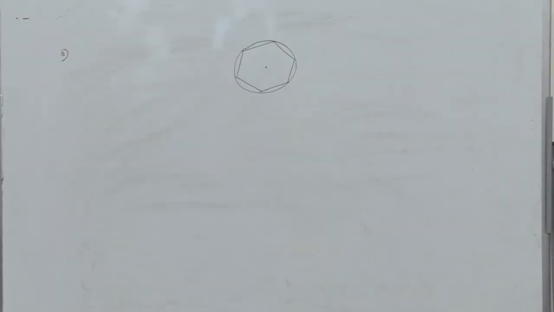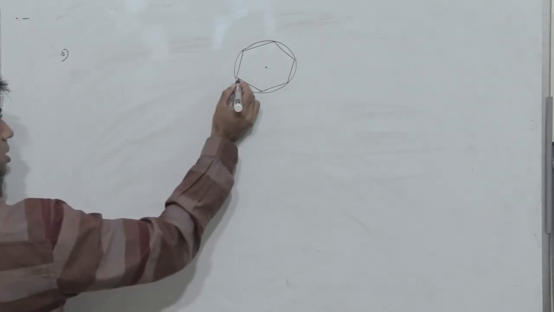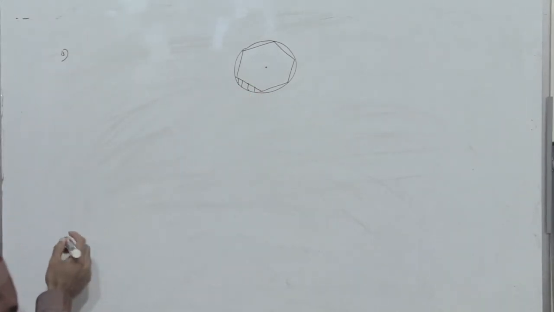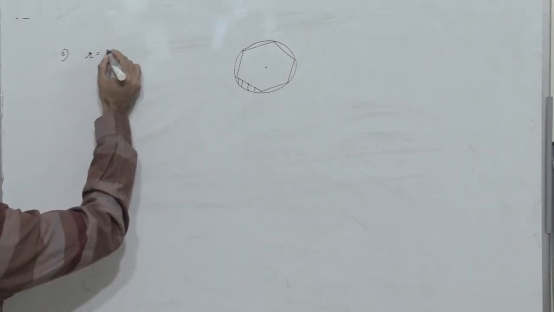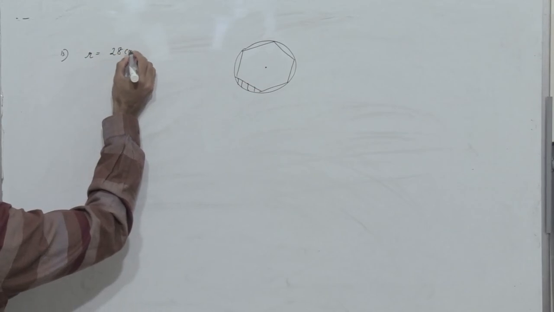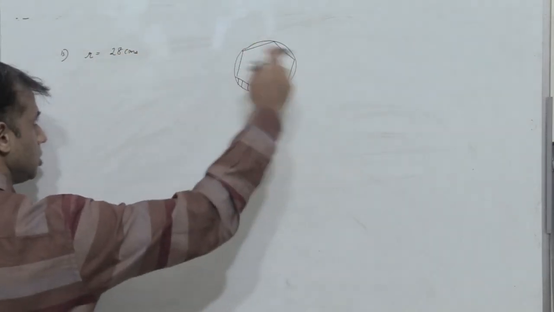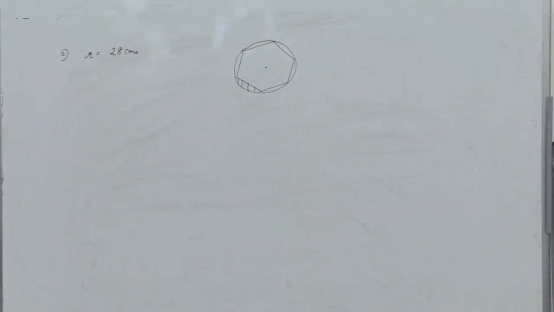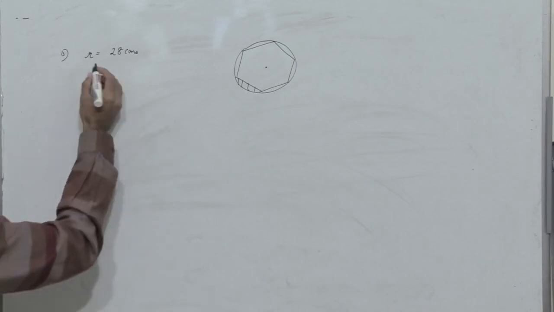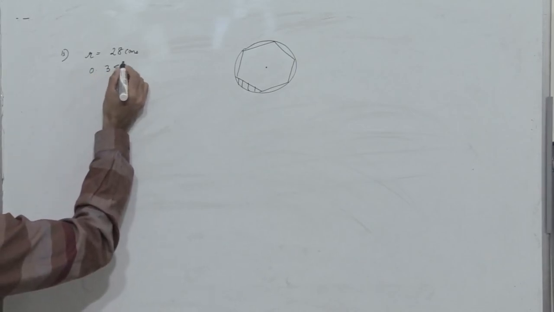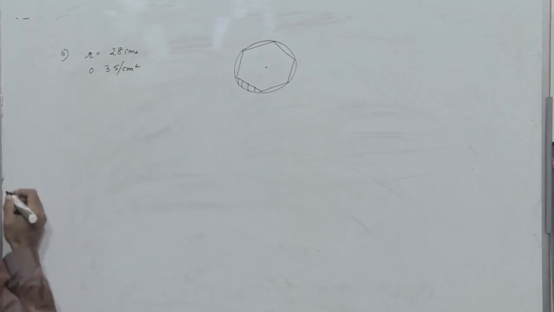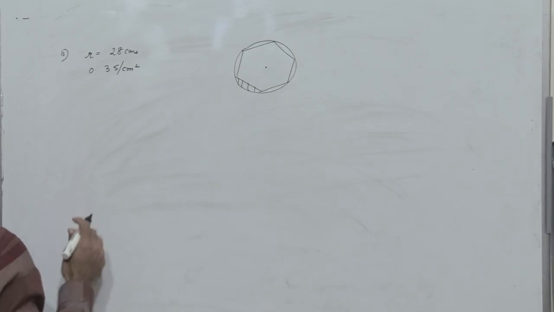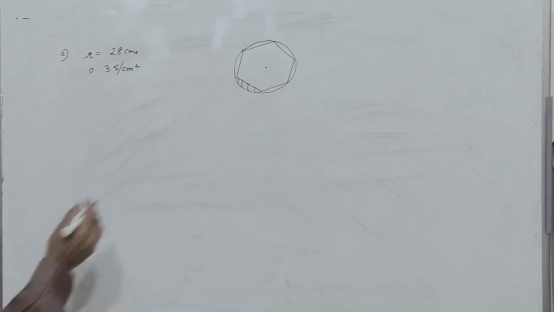13. There is a round table with 6 equal designs. So there are 6 equal designs and the radius of this circle is 28 centimeters. The radius of this round table is 28 centimeters and the cost of design is 0.35 per centimeter square. Right, so now we need to find what is the total cost to make this design.